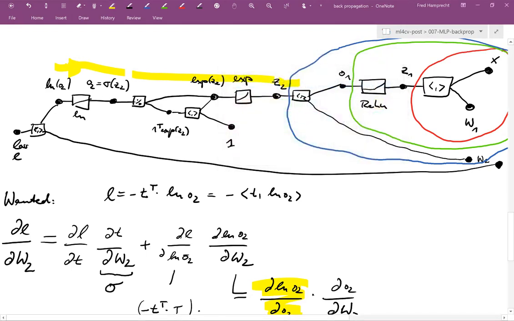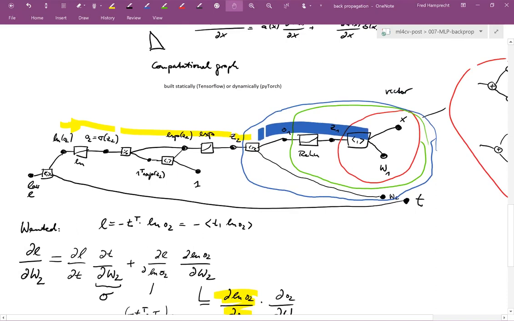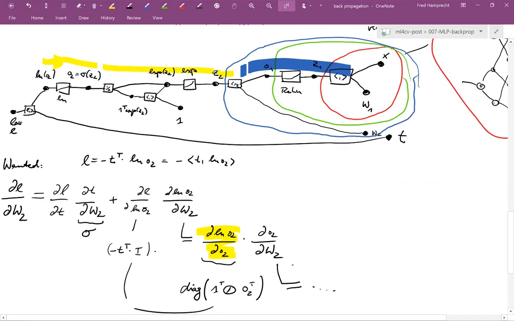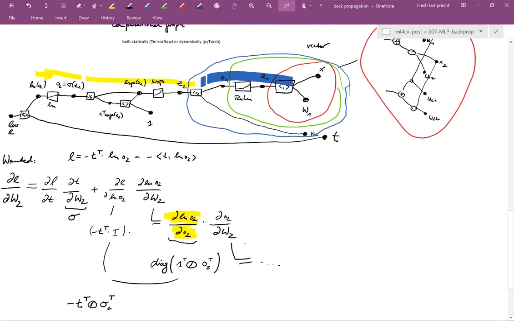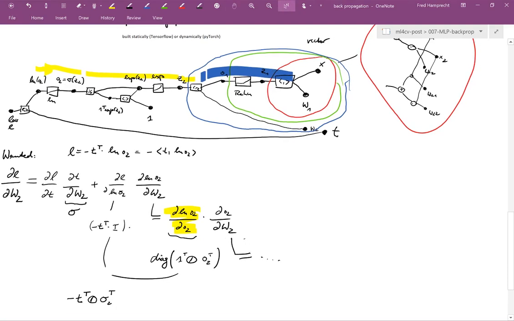So everything marked in yellow, I need it for the derivative with respect to both W1 and W2. But this part here, I now need only for the derivative with respect to W1, these messages here. So I'm sending messages back along my computational graph. It is a good exercise to compute the actual equations for a small example once.